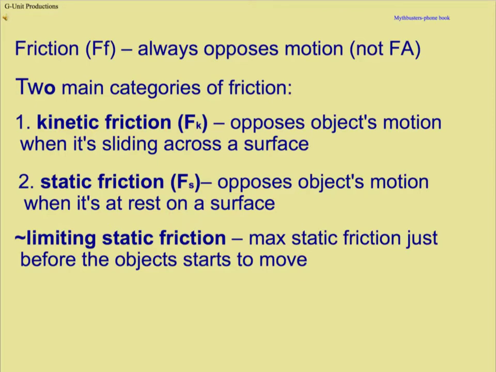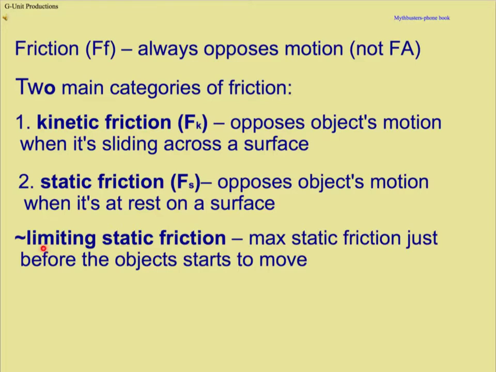So maybe you can picture a table resting on the floor and you're pushing on the table, but the table's not yet moving. You're not pushing hard enough to move it. In that case, it's static friction that's opposing the motion. It's keeping it at rest on the surface.